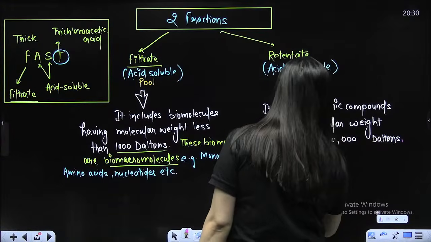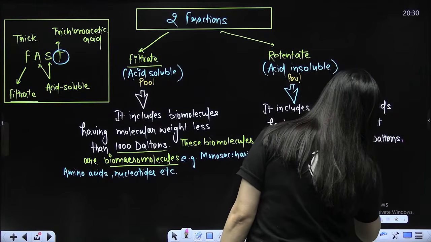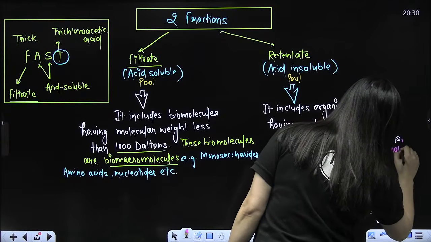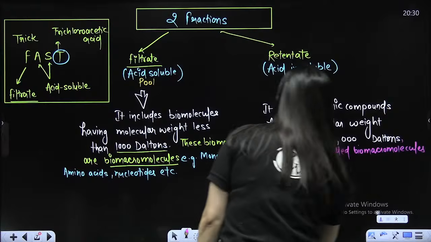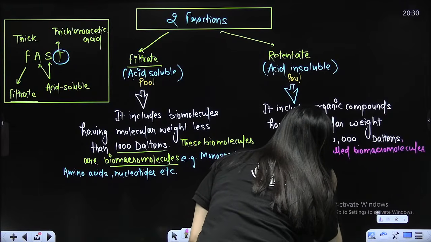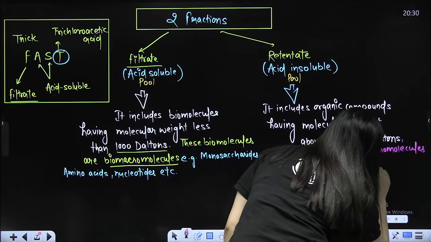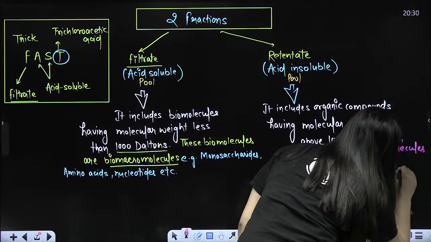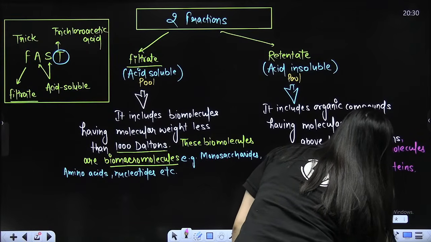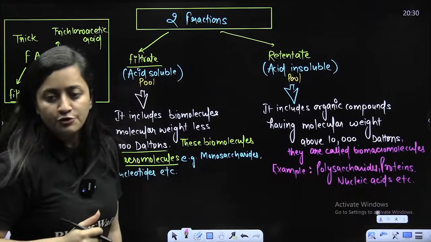So they are called biomacromolecules. What do we call them? Biomacromolecules. Am I clear here? Yes, students. Examples include polysaccharides, proteins, nucleic acids, etc. But there is one more thing that you need to remember.